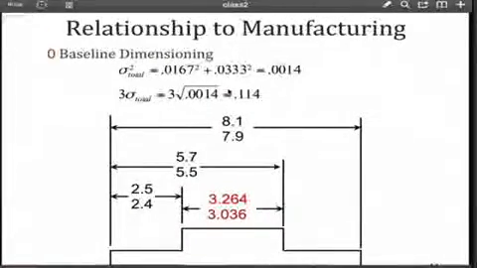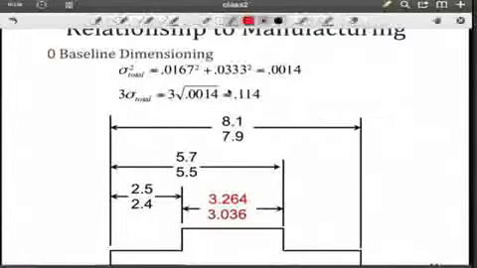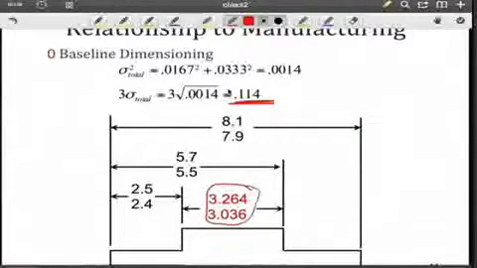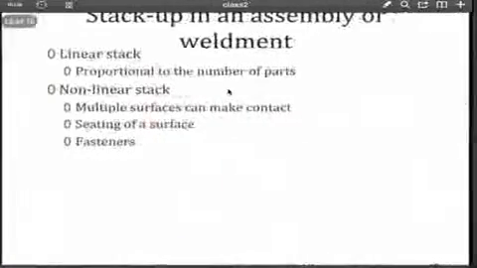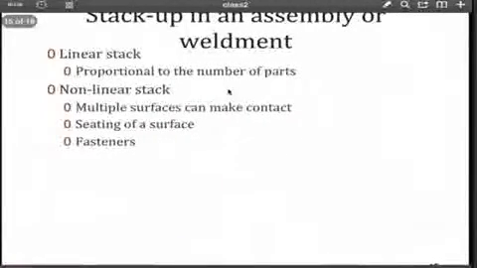So when we calculate that, as we would expect in our statistical approach, my 3 sigma is 0.114, so this range is significantly less than what we saw in the worst case scenario. So at this stage you should be able to recognize how to determine tolerance stack-up based upon the relationship between features, both in the worst case scenario as well as the statistical approach.